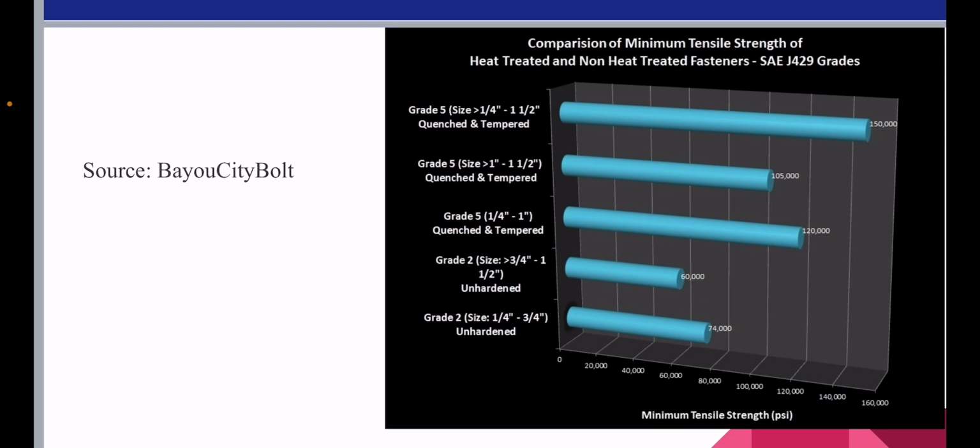And then right here we have just a cool diagram that I found online, source to the left, that just shows how much tensile strength was added to fasteners. These are bolts, just because of that tempering process. So that's pretty cool.